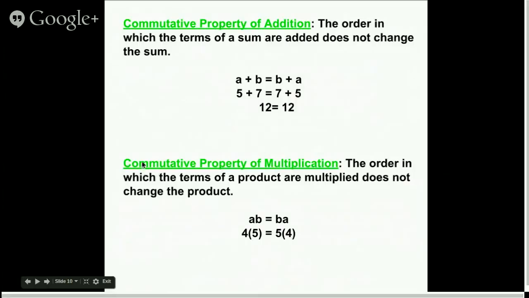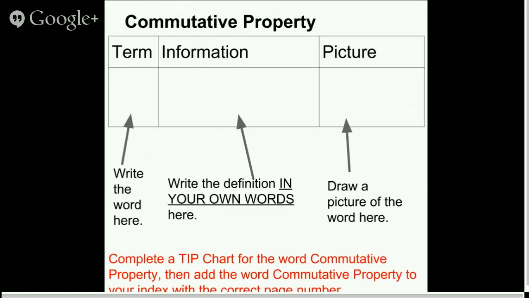One way I've heard it said is you commute to school and you commute back. It doesn't matter which way you go. It's the same distance either way. So, all right. In your own words, define the commutative property in that tip chart. Go ahead and pause it.